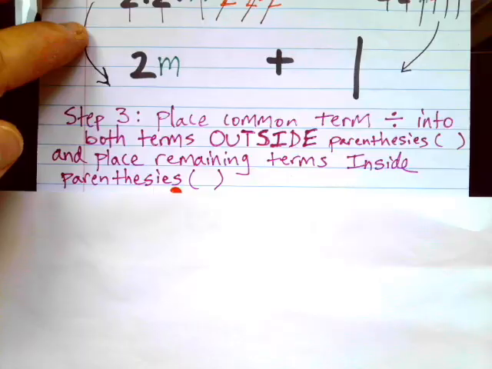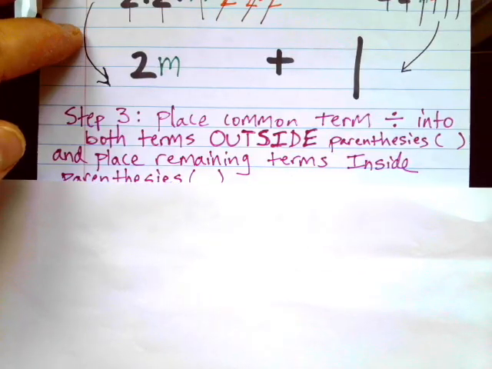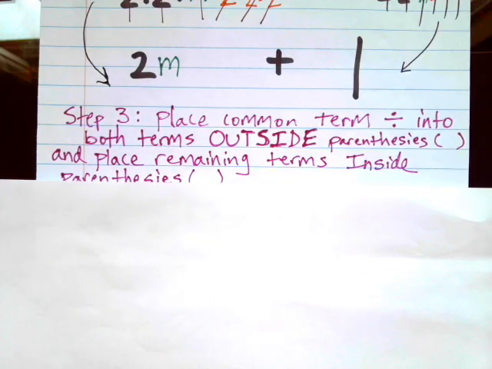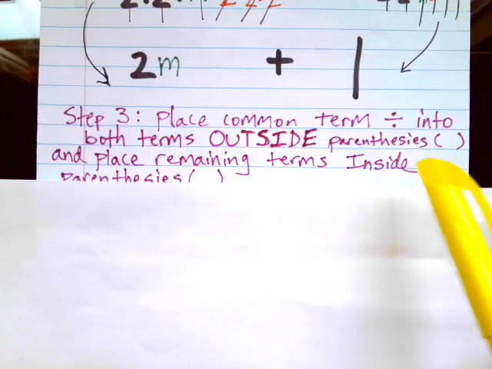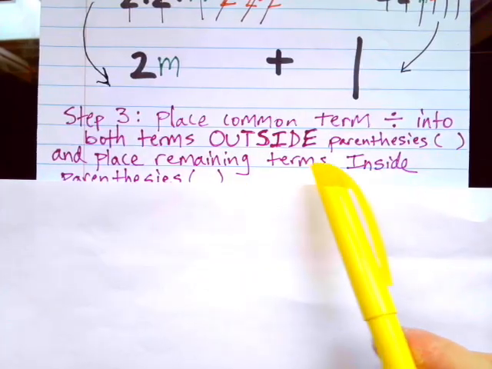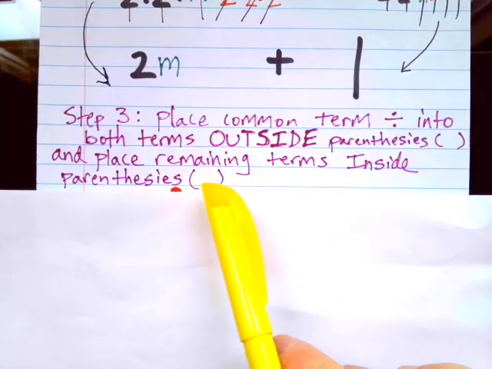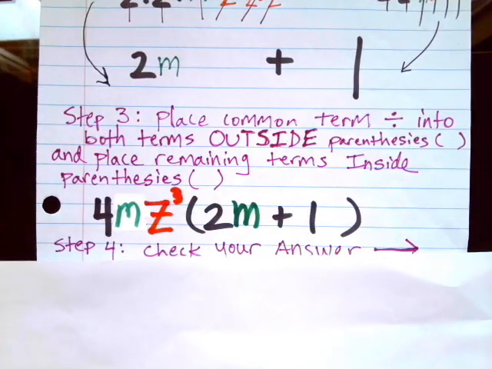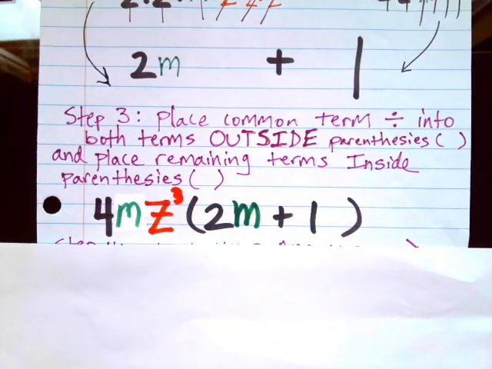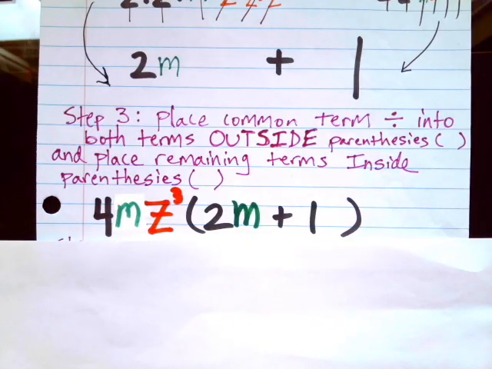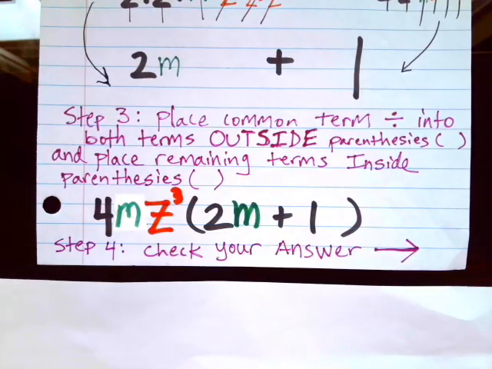What did we factor out of both of those terms? Remember, place the common term. That's the divisible term that we divided into both of those terms. That was the 4mz cubed. That goes on the outside, right? Inside the parentheses is the remaining term after division. Again, that goes on the inside. What does that look like? It looks like 4mz cubed times a quantity of 2m plus 1. Stays on the inside.